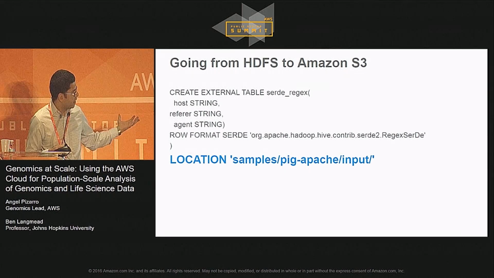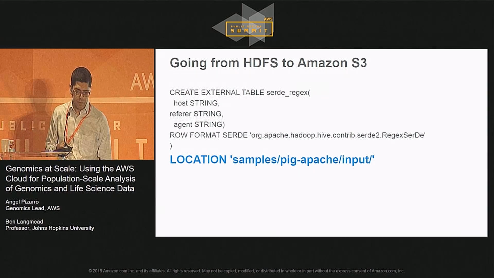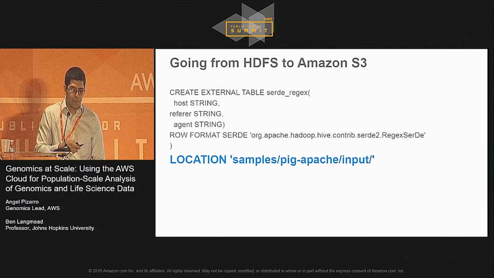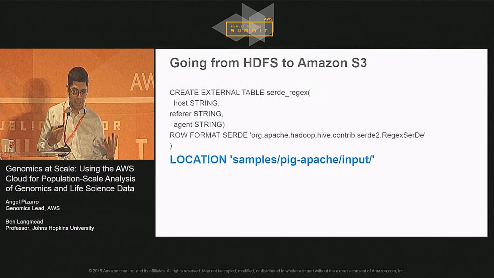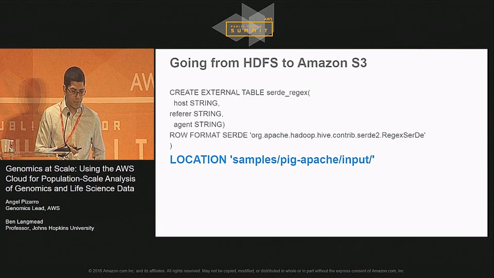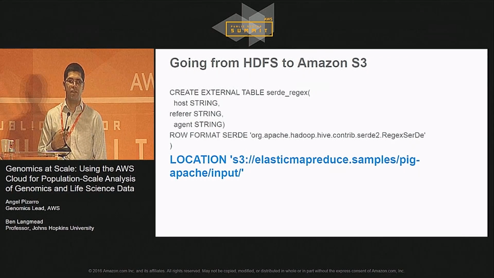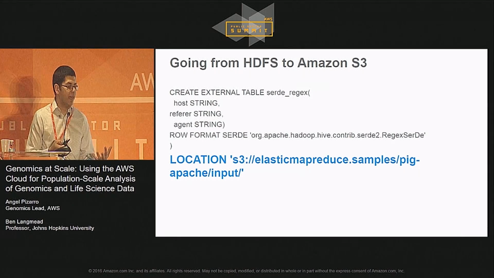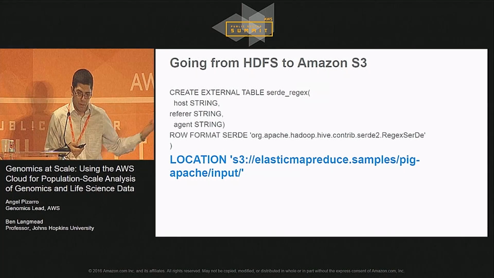So here, I believe this is a Hive query. At the bottom here, you'll notice it's a location of some HDFS endpoint, which is samples, pig, Apache input. You want to create an external table from this data source. With EMRFS, that's the change you need to make, which is really pretty powerful, right? So now you have all of your data within S3.